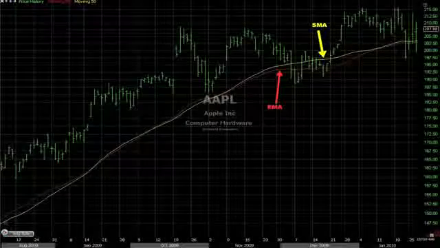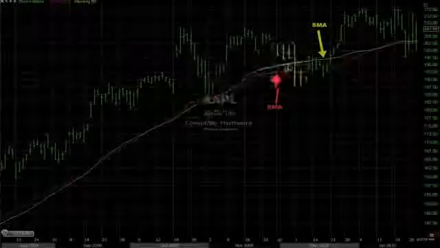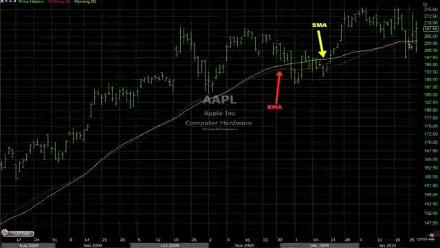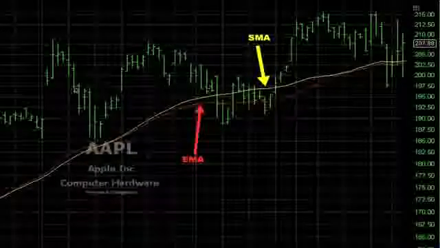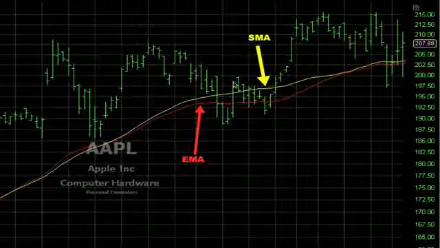MA smoothens out the data, making it easier to spot the trend. Here you see the MA is upsloping, so the trend is up all the way. But without the MA, it could have been difficult to see that the trend stayed up during this time here where the price trades a little bit sideways.